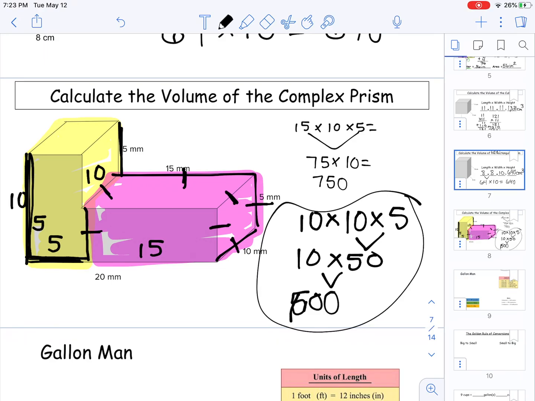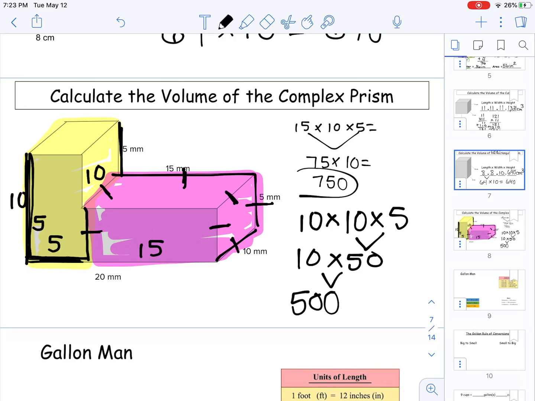So then to find the total volume of this complex shape, whoopsie. Sorry, guys. Okay, total volume. It does not want to let me cut, apparently. Okay, there we go. Nope.